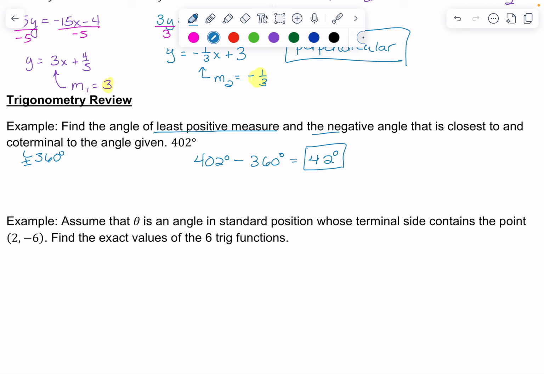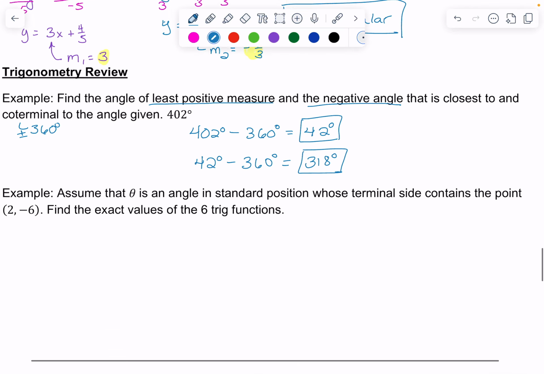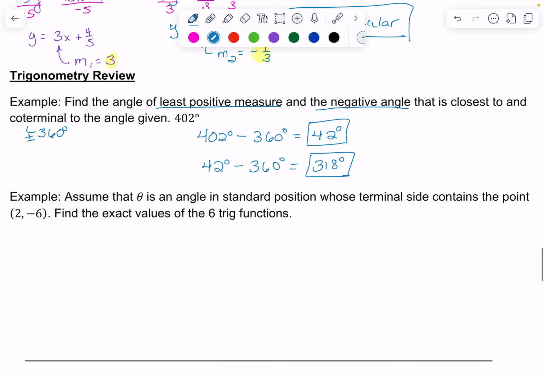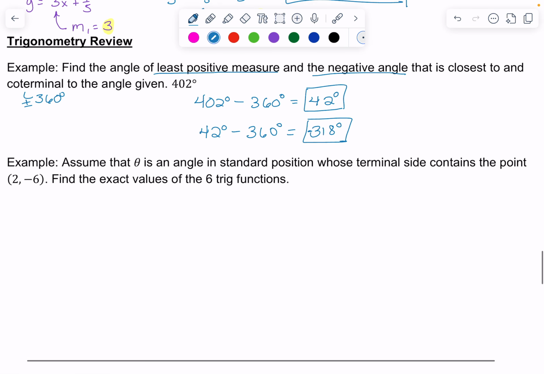If I want to keep going and find my first negative angle, I'm going to take that 42 degrees and subtract off another 360 degrees. And what I should get is 318 degrees. Very neat, right? So those are my two coterminal angles that I've come up with. Oh, and it's negative. Let's make it negative. There we go. That looks a lot better. Don't forget the negative sign with the 318.